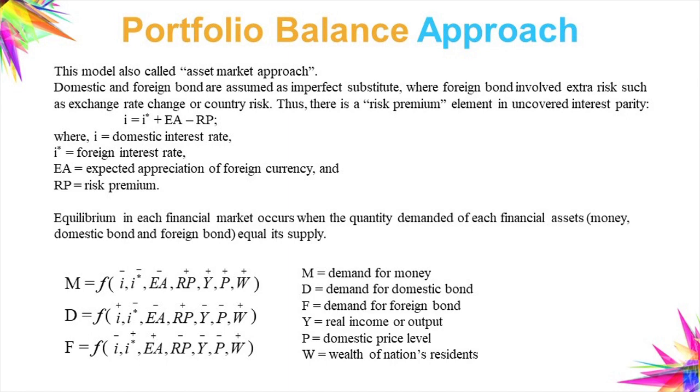Equilibrium in each financial market occurs when the quantity demanded of each financial asset, money, domestic bond and foreign bond, equals its supply. From this understanding, we can formulate the function for each of the following. M equals demand for money, D equals demand for domestic bond, F equals demand for foreign bond. Other factors are Y equals real income or output, P equals domestic price level, W equals wealth of the nation's residents. Their respective expected relationships are as shown in the three functions in the slide.